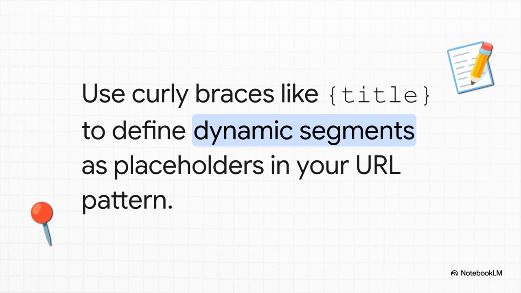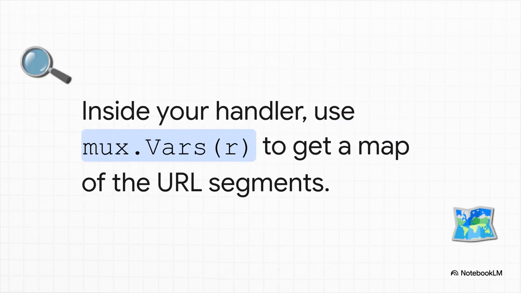So title and page, those are our placeholders. It's basically us telling the router, hey, expect some variable text in these spots, and I'm going to need to access it later using these names. So the router found the data for us.